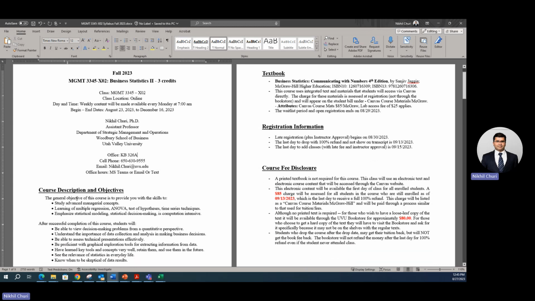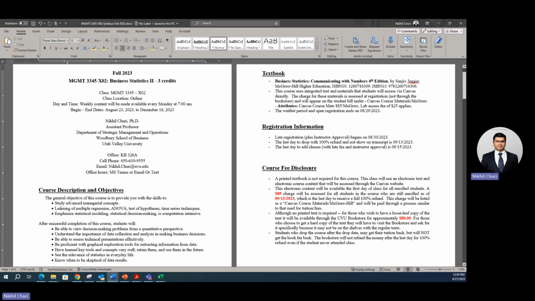Again, the main objective of this class is for you to understand the different managerial concepts. And the reason why we study statistics is to improve our decision making skills in business. The most important thing is, the more you use it in your business world, the better you get at it. So your first objective is to learn and study the advanced managerial concepts using business statistics.